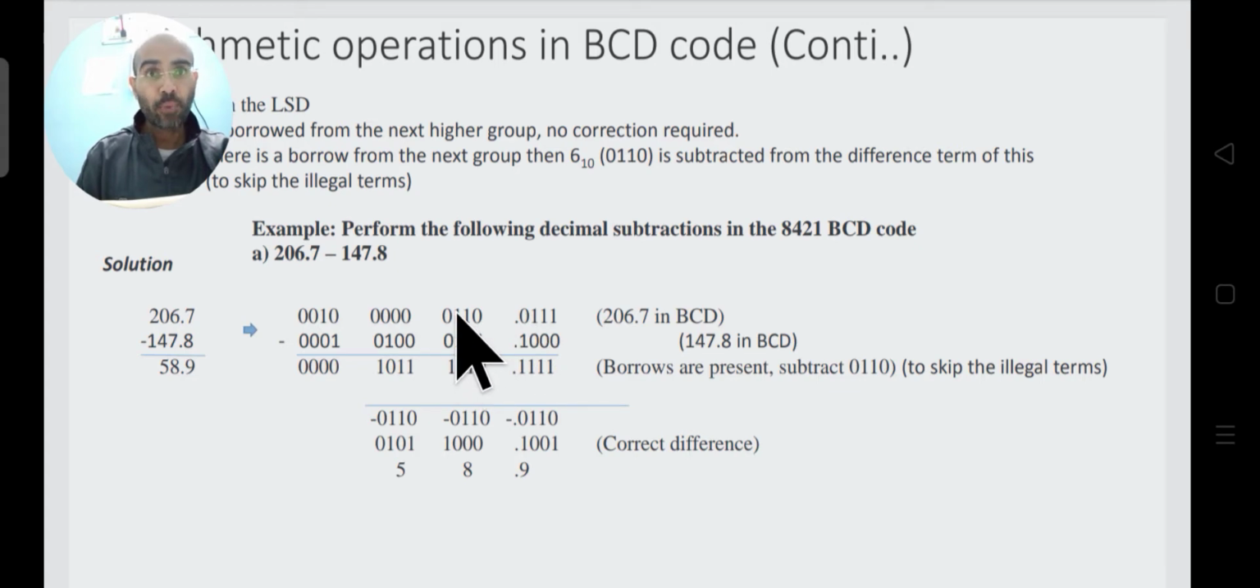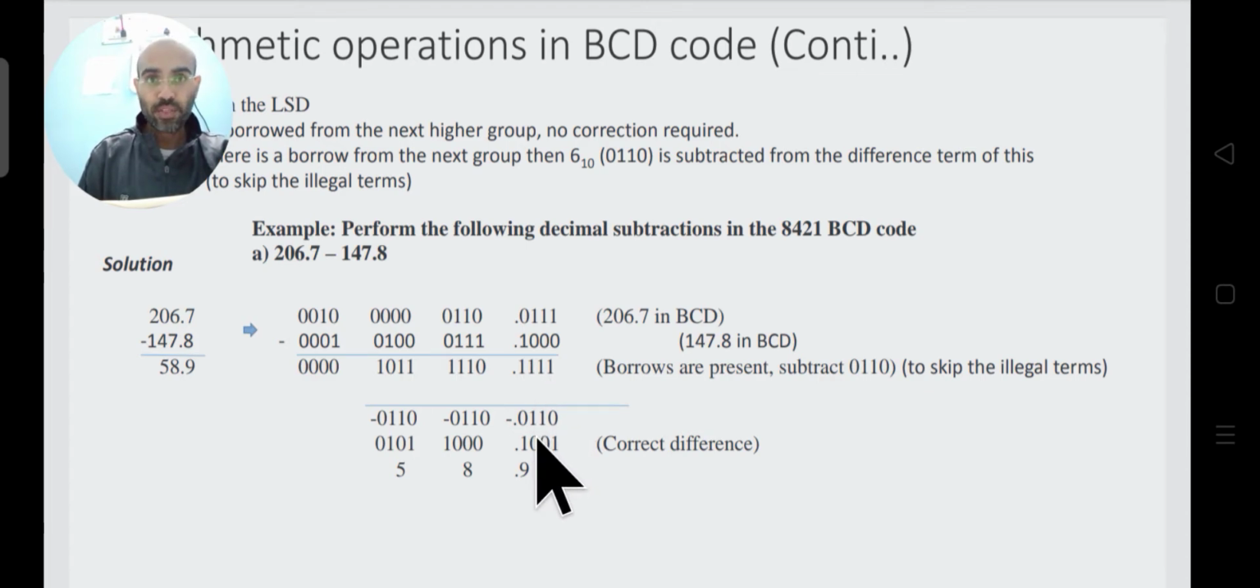As we have taken the borrow, the condition which we studied earlier says that if we borrow from the next higher group, then 6 is subtracted from the difference term. So this is the difference term for the first group. Now as 1 is borrowed, we have to subtract 6 from the difference. This is the difference, and from that we have to subtract 6 more.